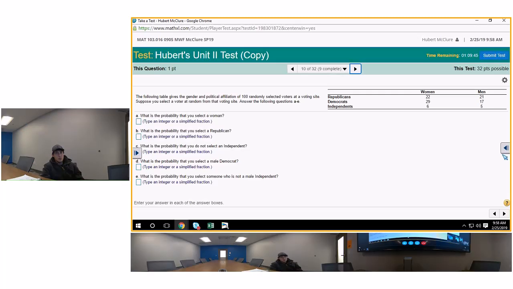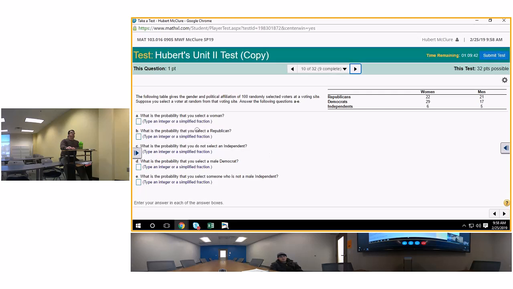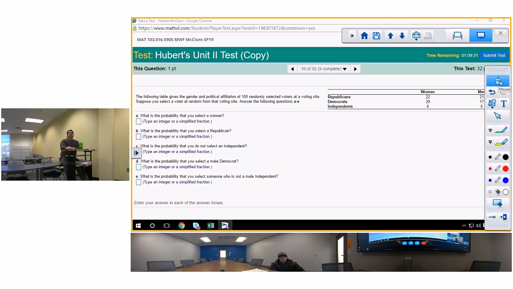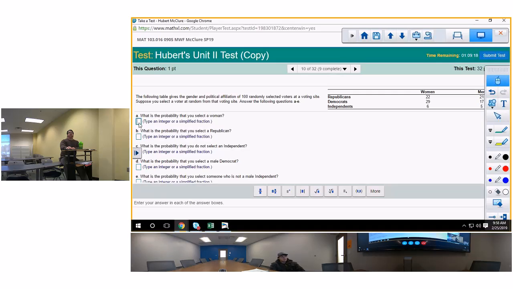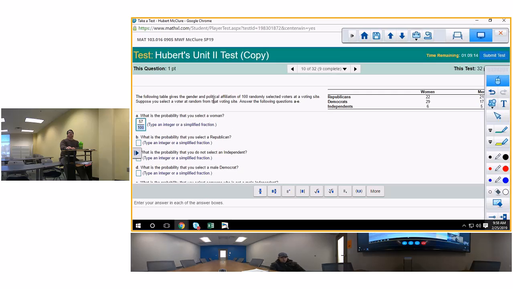All right, so the first one says, what is the probability that you would select a woman? Well, how many women are there? 22, 51, 57? Somebody check, how many women are there? 57? So that'd be 57 over 100. So I take my handy dandy cursor and I do 57 over 100. Now the reason that's simple is because we didn't have an overlap.